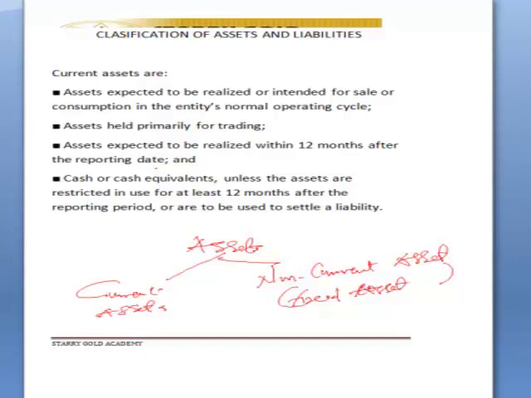What constitutes a current asset? Why do we call it a current asset? These are the features that make an asset be classified as a current asset. One, an asset will be a current asset when it is expected to be realized or intended for sale or consumption in the entity's normal operating cycle. For instance, inventories, because stock is updated. Inventories are tagged current asset because they are consumable. Your inventory of raw materials and your inventory of finished goods are consumable within an entity in the normal operating cycle.